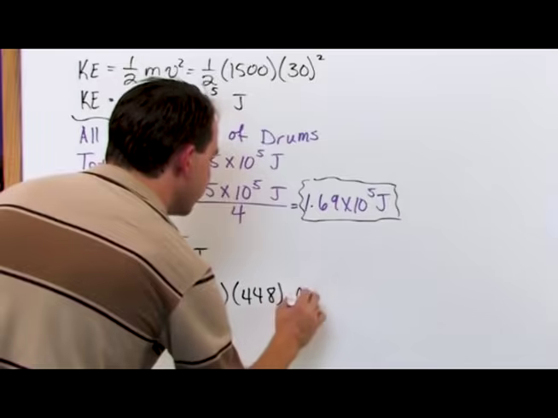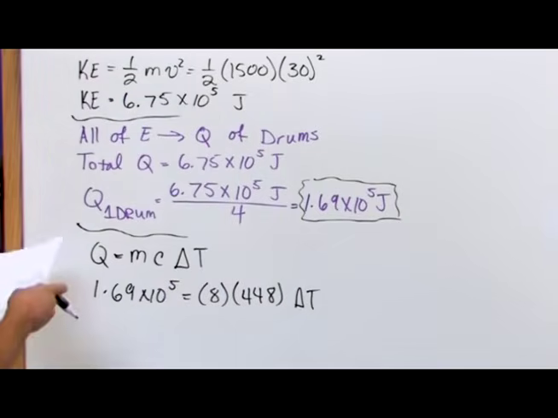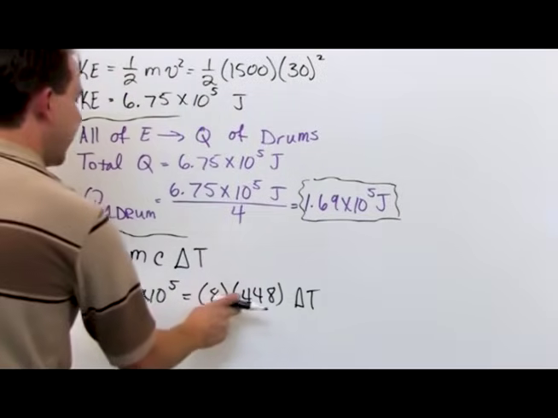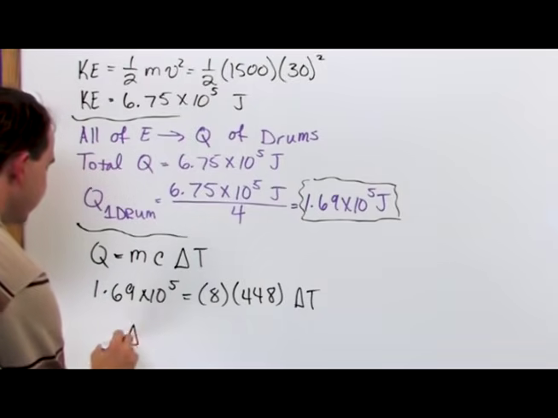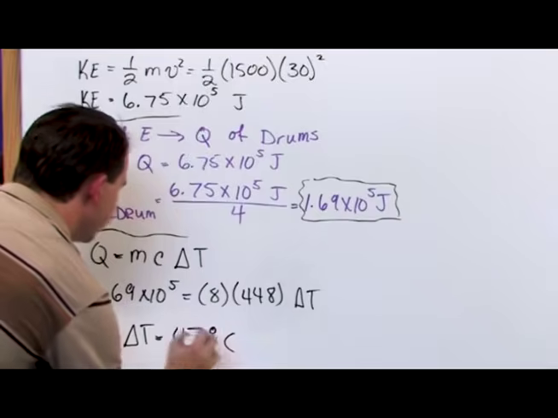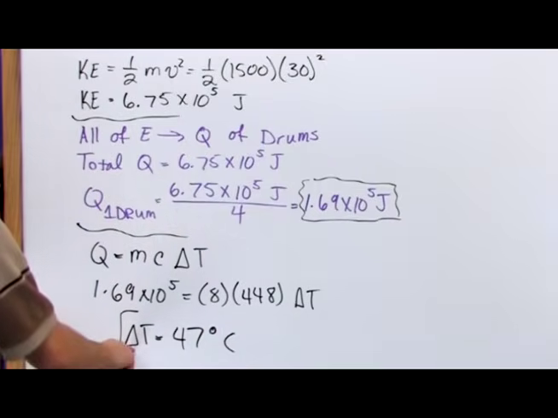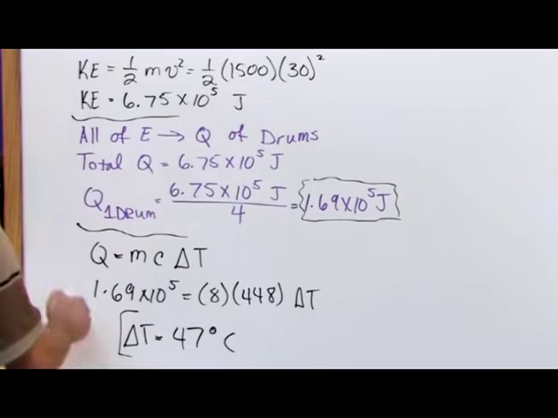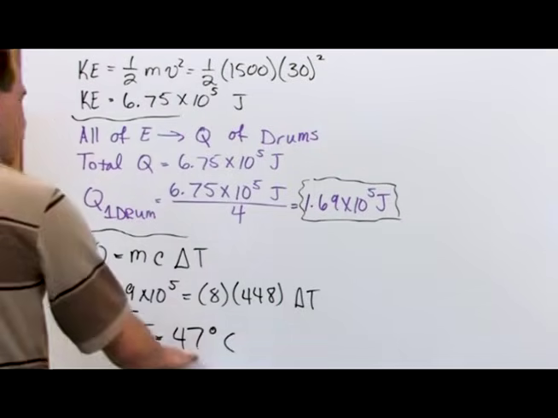So all we need to do now is calculate the change in temperature. So you take this number, divide by 8, divide by 448. The delta T is going to equal 47 degrees Celsius. And it's a delta. Delta T means the increase in the temperature. So whatever the temperature of those brake drums was to begin with, they increased by 47 degrees Celsius.